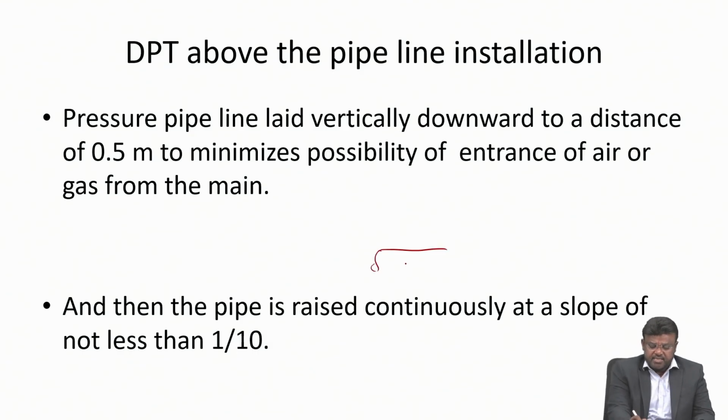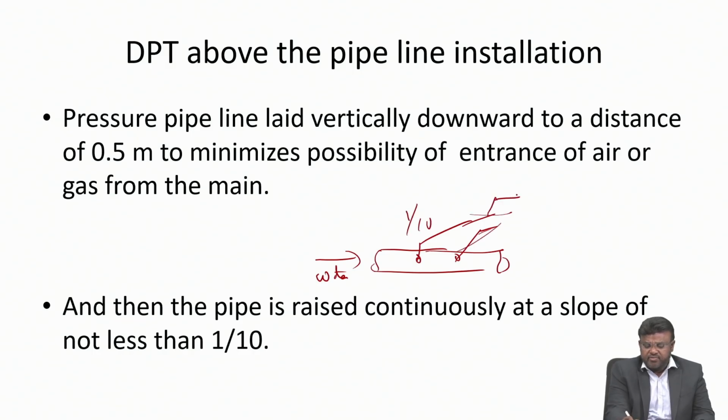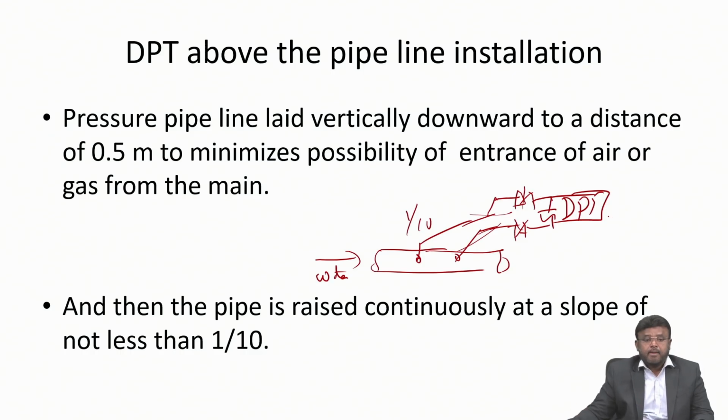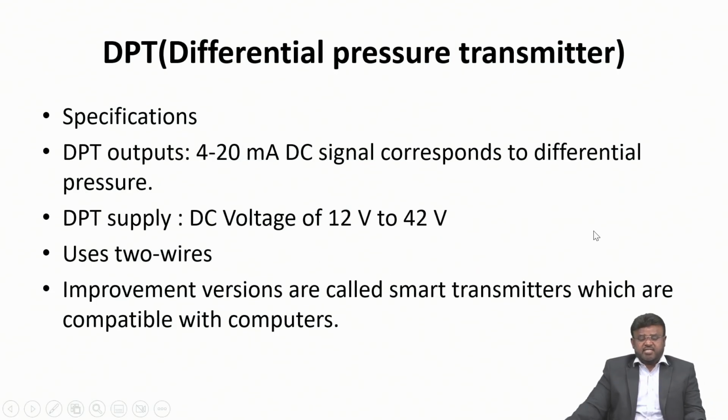So it appears, if it is the pipeline, somewhere here it is also not less than 1/10, and we will use root valves or check valves here, and the DPT can be installed like this. So these are the procedures for how to install a differential pressure transmitter.